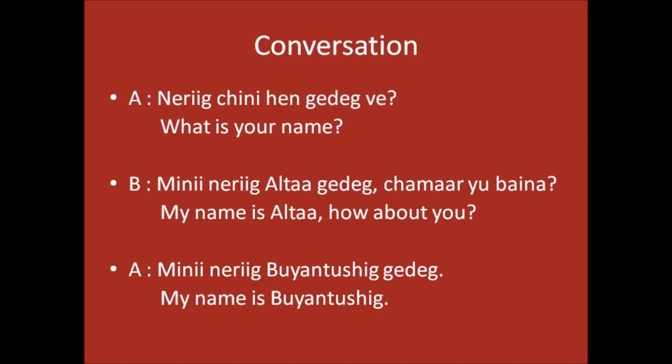This is a conversation between two Mongolian individuals who are meeting each other for the first time. The man asked, "Нэрийг чинь хэн гэдэг вэ? What is your name?" The woman responded, "Миний нэрийг Алта гэдэг. Чамаар юу байна?" "My name is Alta. How about you?" The man replied, "Миний нэрийг Буянтүшиг гэдэг. My name is Буянтүшиг."